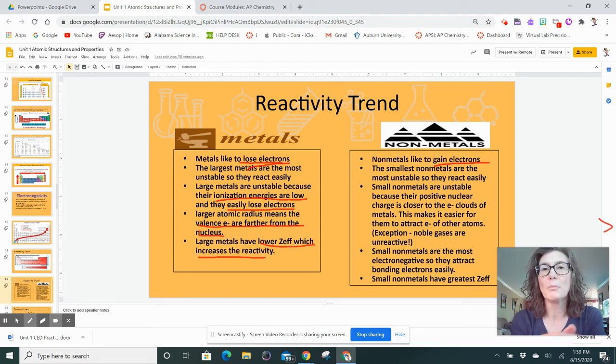On the other hand, nonmetals are pretty much the exact opposite. Small Z effective, most electronegative, so they want those electrons. They attract electrons very easily. The smaller nonmetals are more unstable because they really want that electron. It makes it easier for them to attract electrons than other atoms.